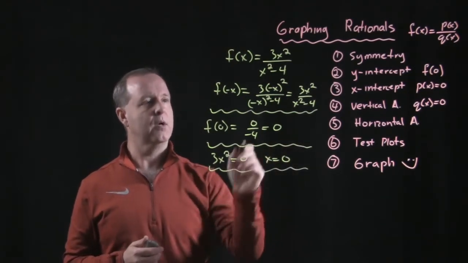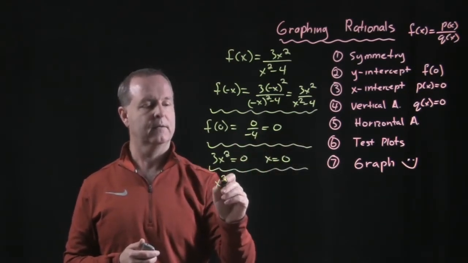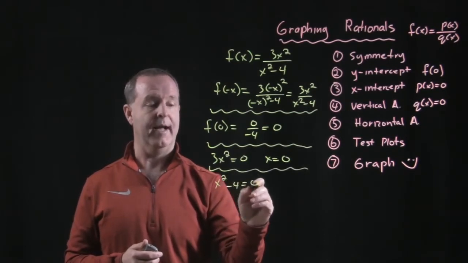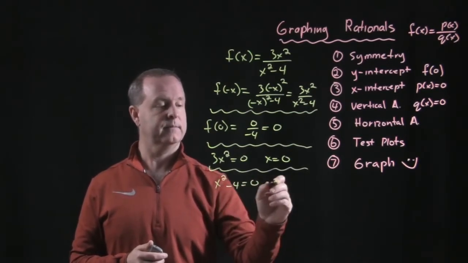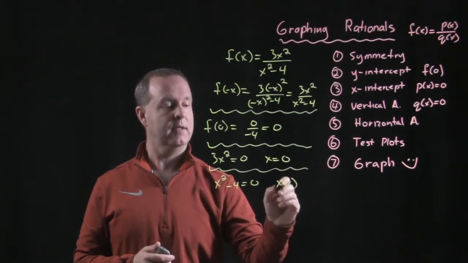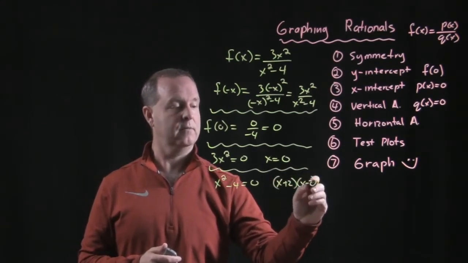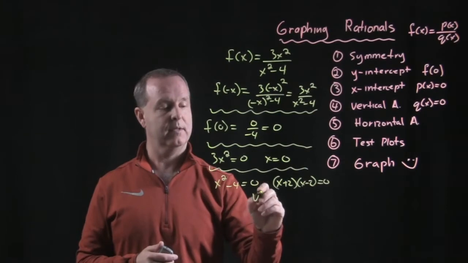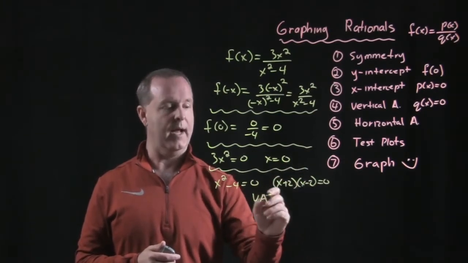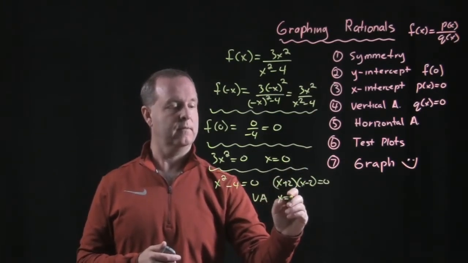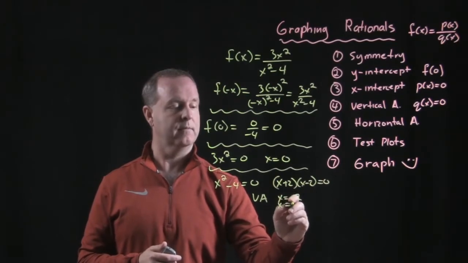Vertical asymptotes: where is the denominator equal to 0? Factor that. That's x plus 2 times x minus 2. So I have vertical asymptotes at the lines x equals 2 and x equals negative 2.